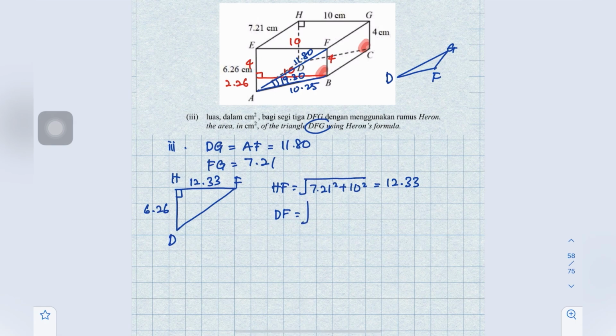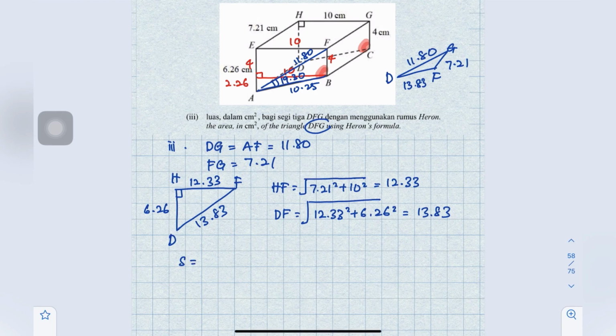So DF bolehlah cari. DF, so square root 12.33 squared plus 6.26 squared. So this one equals to 13.83. So dah dapat lah dekat sini all these sides. So DF, this one 13.83. So DG is 11.80. FG is 7.21. So nak cari area by using Heron's formula, kena cari S dulu.